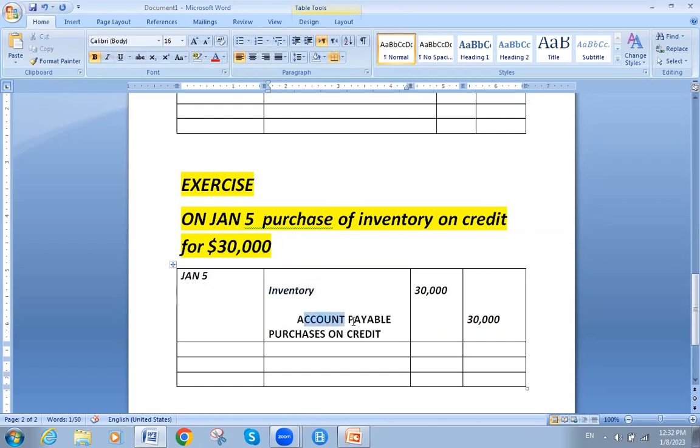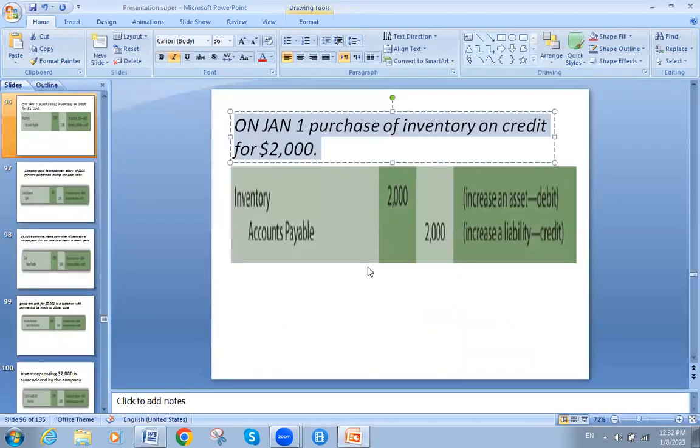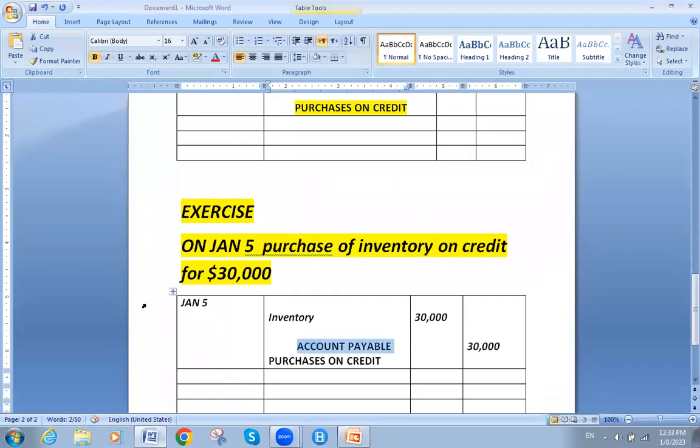And account payable here increased as well. Account payable increased in the liabilities, and an increase in the liabilities means credit. Increase in the liabilities means credit. So that is the first transaction for today.